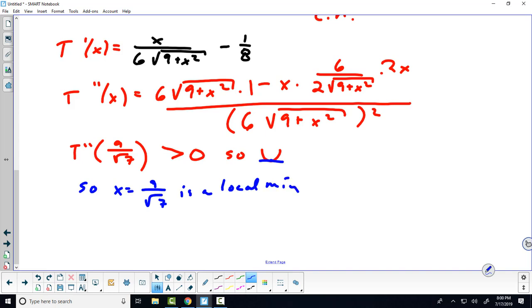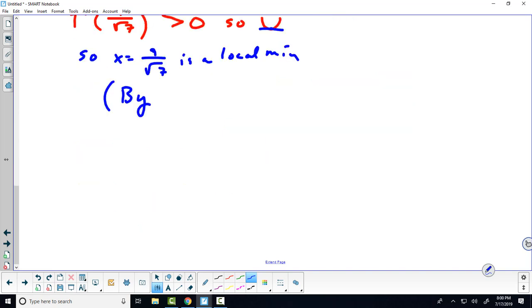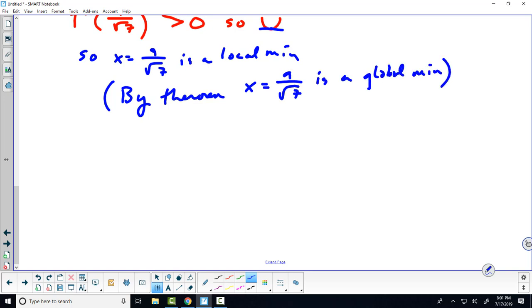Min. Okay, you don't have to write this part, but I'd like to say it just to feel like I'm doing my job. So by the theorem, x equals 9 over the square root of 7 is a global min. Right? How come? Because it was the only local extrema on 0, 8. Therefore, it's the corresponding global. Now, where the maximum then has to occur is at one of the two endpoints. Which one? You'd have to check to find out where the maximum occurred.